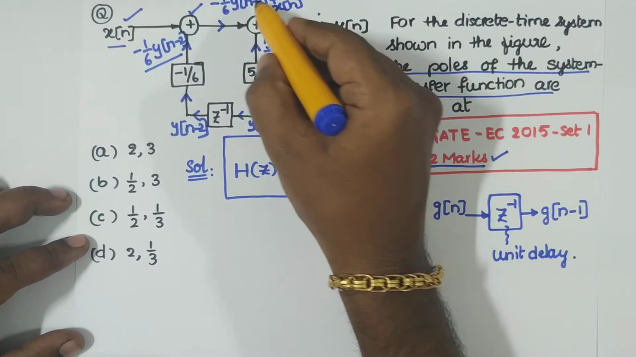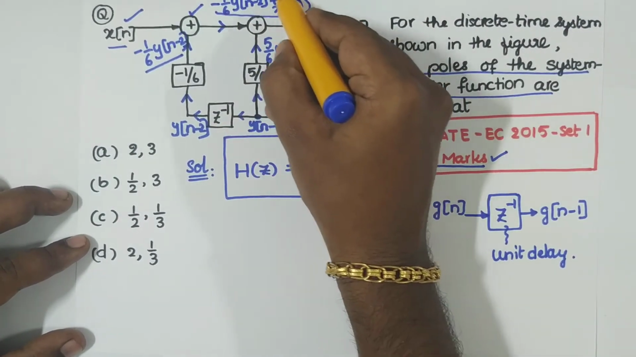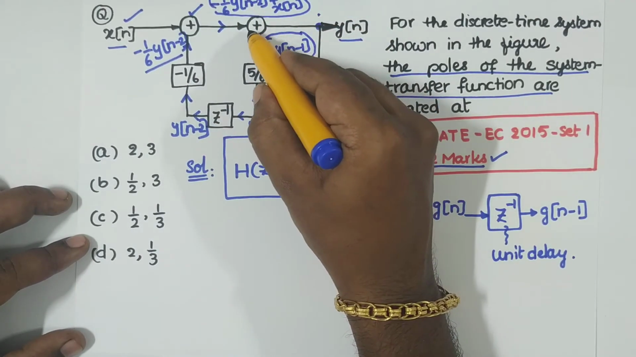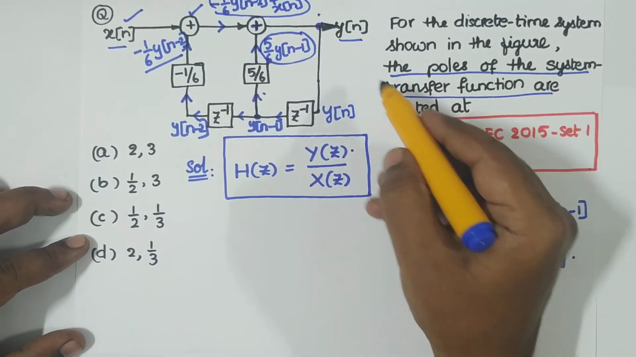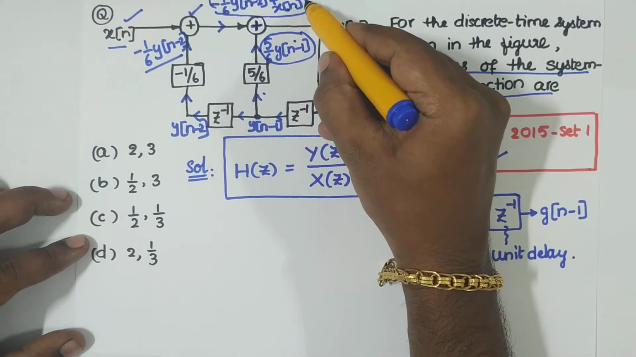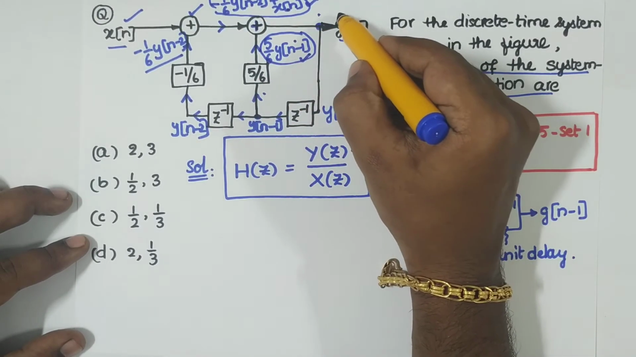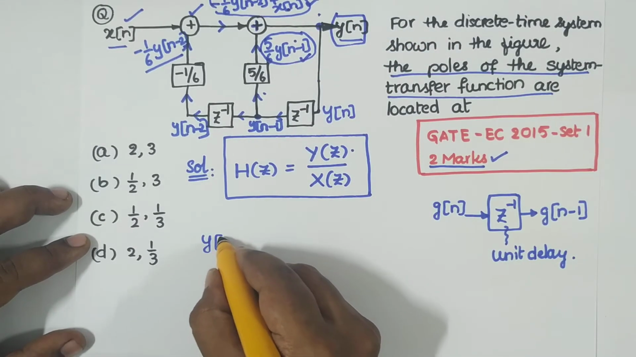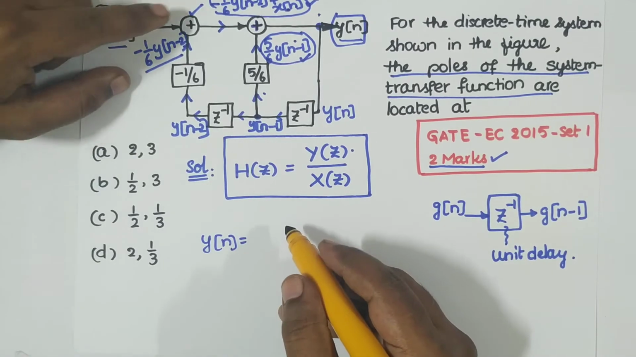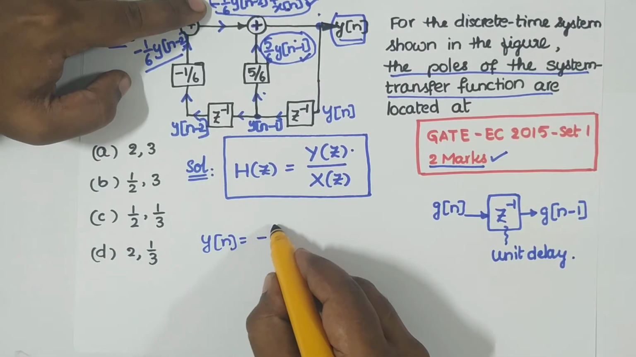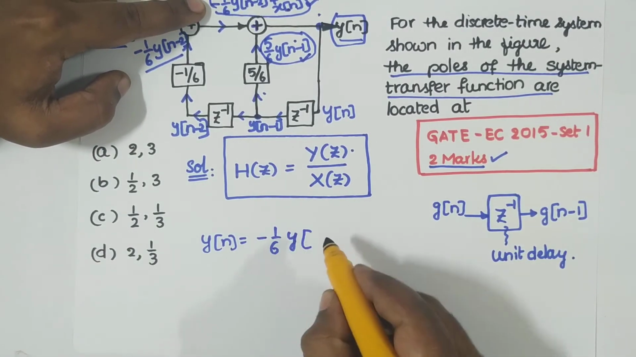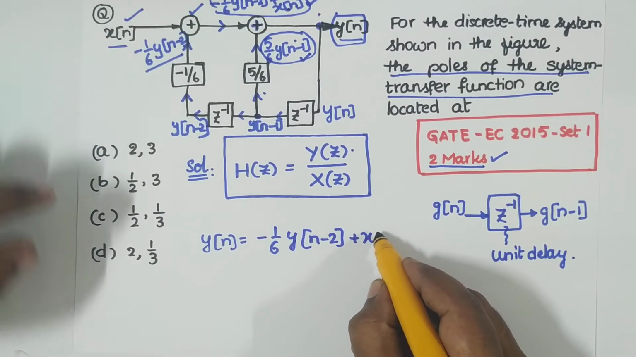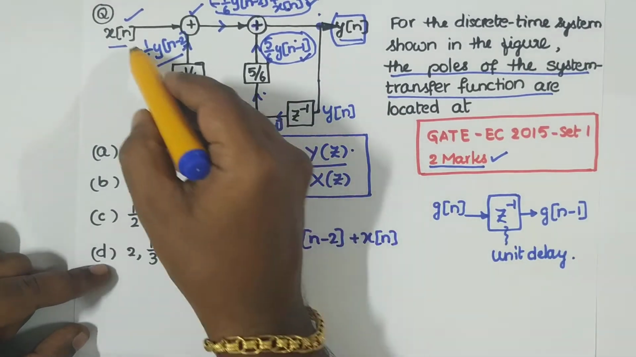Okay, and again this fellow is added with this fellow, because I have a summer here. So I can add this quantity with this quantity, and that is our y of n. So finally, what is y of n now? We have reached here: y of n equals minus 1 by 6 y of n minus 2 plus of course x of n. So this part is done.